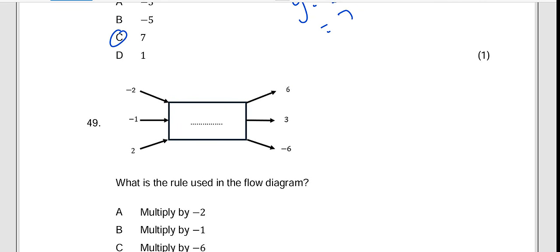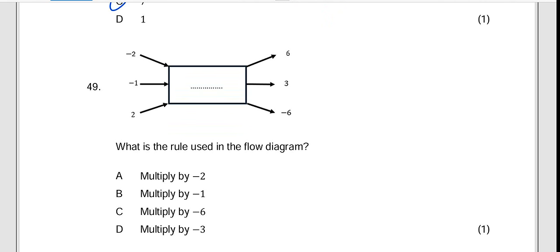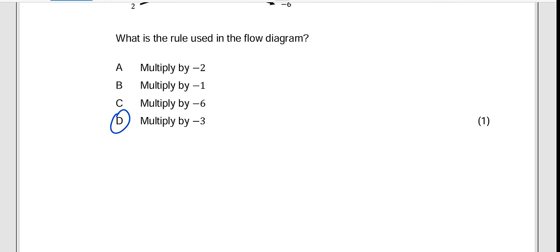Number 49, what is the rule used in the flow diagram? From here, -2, what's the rule? If I try by the options that are given there. Okay, if I try multiply by -3, why am I trying -3? Because I'm trying to get 6. -2 times -3 is 6. -1 times -3 is 3. 2 times -3 is -6, meaning that the correct answer is D.